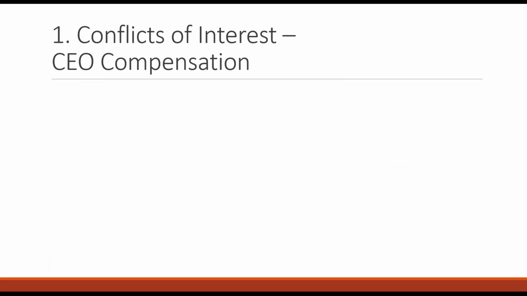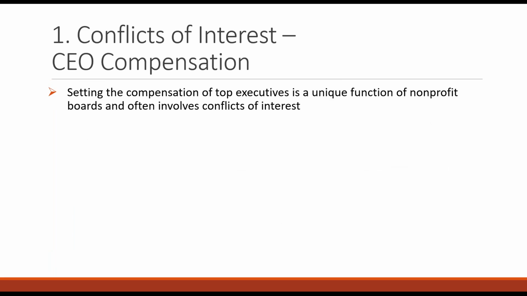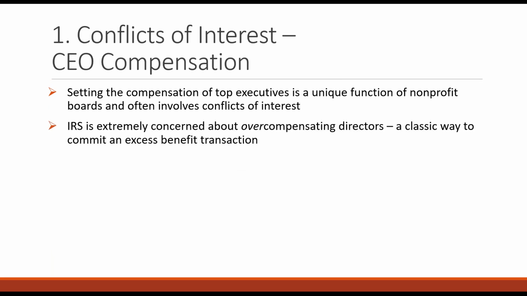Okay. A special kind of sub-issue with conflict of interest is CEO compensation. Setting the compensation of your top executives is a unique function of the board. The IRS is extremely concerned when directors overcompensate themselves or their peers or other chief executives, because that's been a classic way to sort of sneakily perform an excess benefit transaction. It's to hire someone whose salary should be $100,000, and you pay them $300,000. That's a classic sneaky way of indirectly giving that person $200,000 for free.